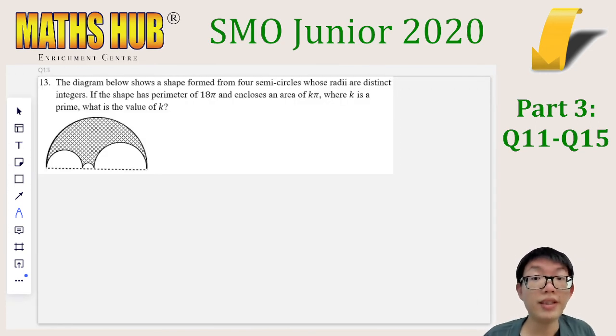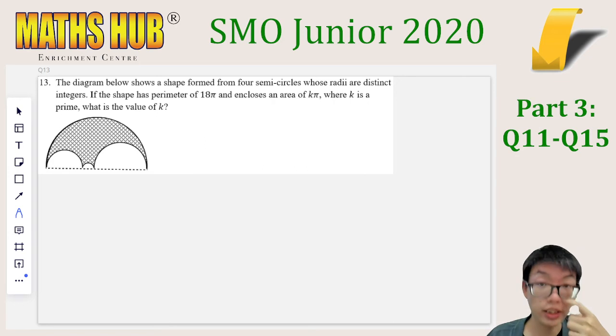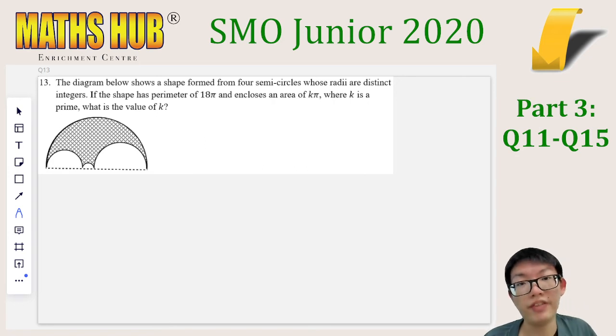In question 13, the diagram below shows a shape formed from 4 semicircles whose radii are distinct integers. The shape has a perimeter of 18 pi and encloses an area of k pi where k is a prime. And we're asked to find the value of k.